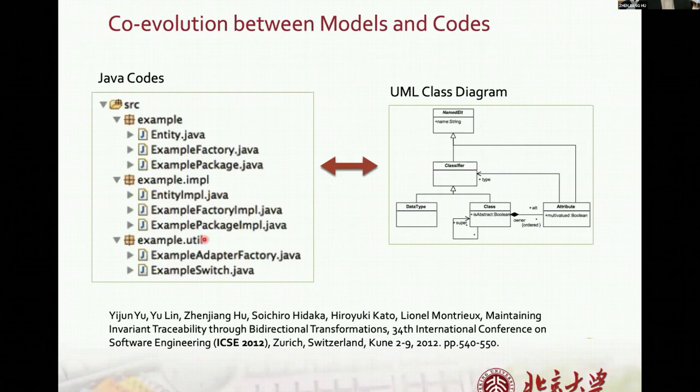And you can apply this to code and model co-evolution. For example, we have tried Java code and UML class diagrams. They could be handled through bidirectional transformation. You could keep maintaining invariant traceability, keeping them co-evolving.